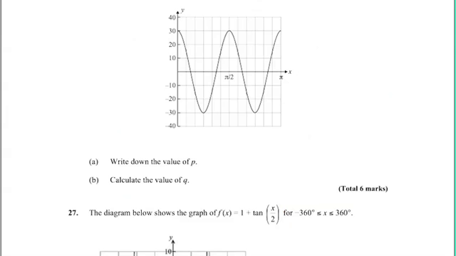All right, let's move on to the next question, number 26. The graph of a function is given as below. So y is equal to p cos. And what I prefer to do is I always like to put brackets.